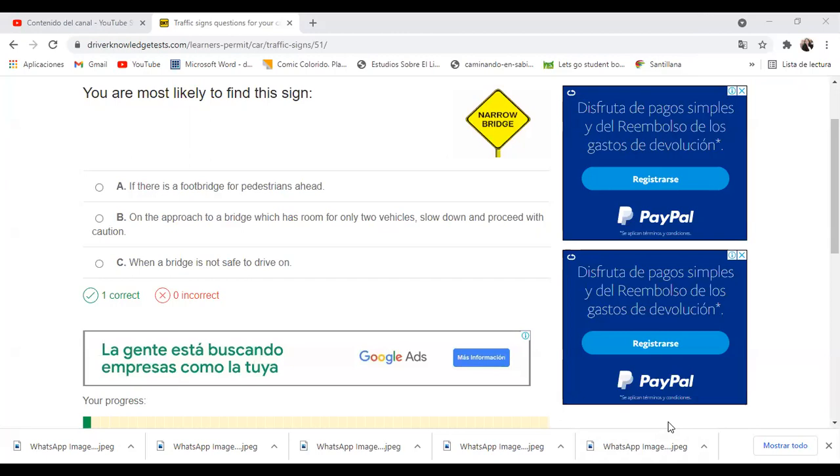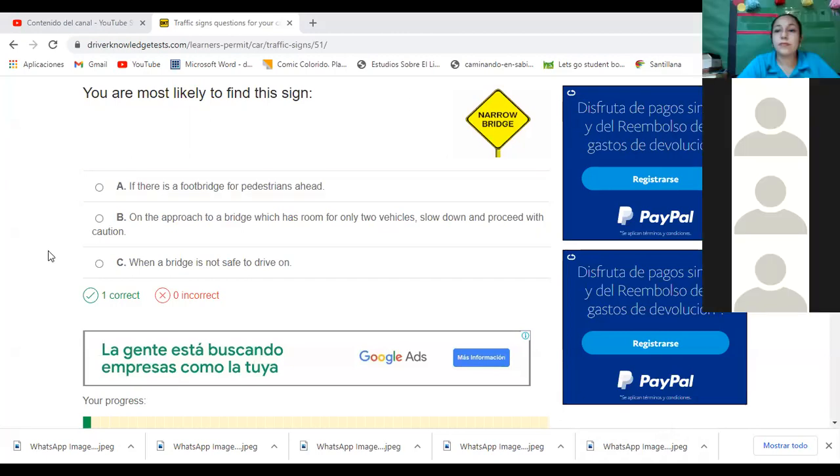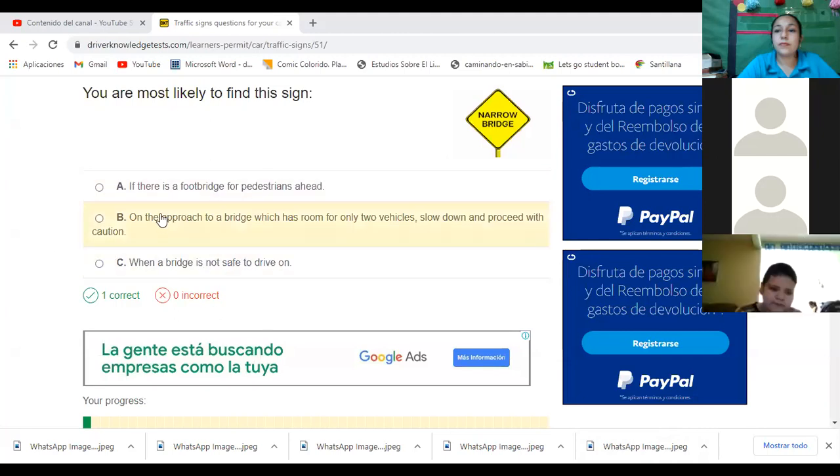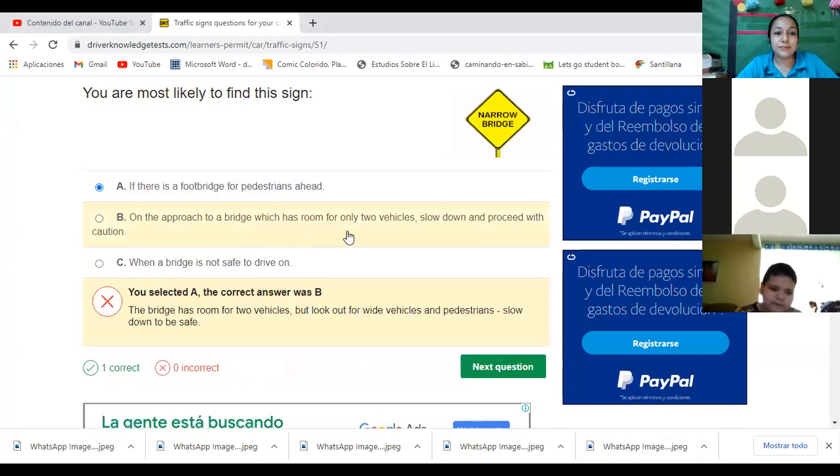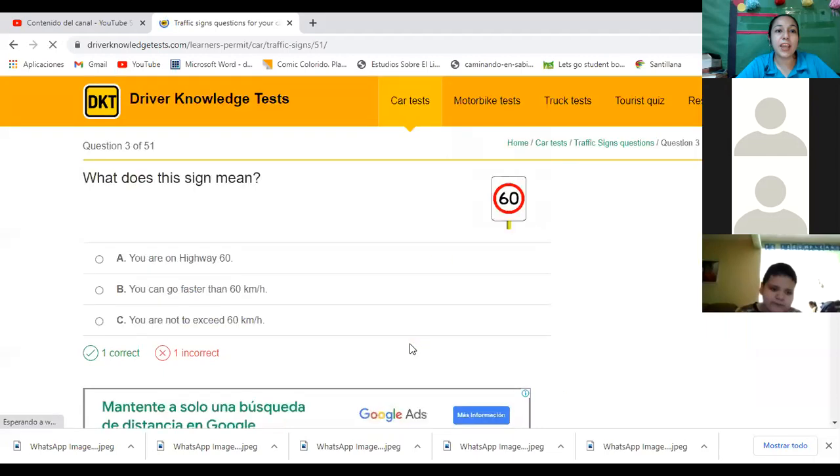Okay, A, B, or C? What do you think? A. A, okay. Let's see. Okay, no, this one is B. On the approach to a bridge, which has room for only two vehicles, slow down and proceed with caution. Okay, next question. Let's see this one. Okay, what does this mean? This one is easy. You are on Highway 60, you are not to exceed 60 kilometers.